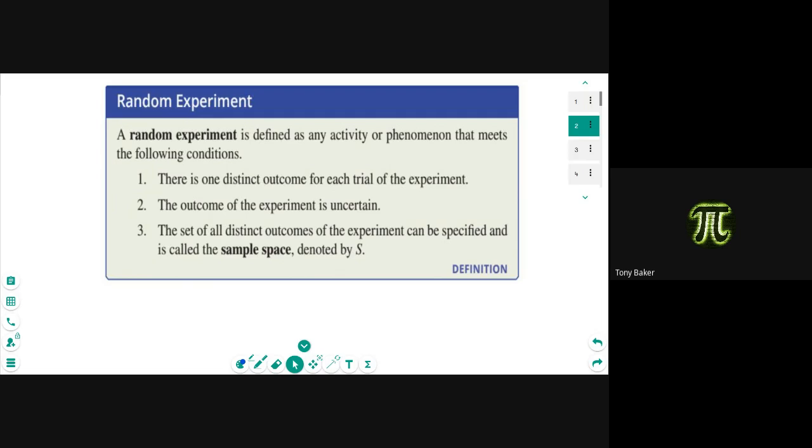And the last thing, the set of all distinct outcomes can be specified, and it's called a sample space. So the first two are the really key things. The last one is you want to be able to list out all the possible outcomes.